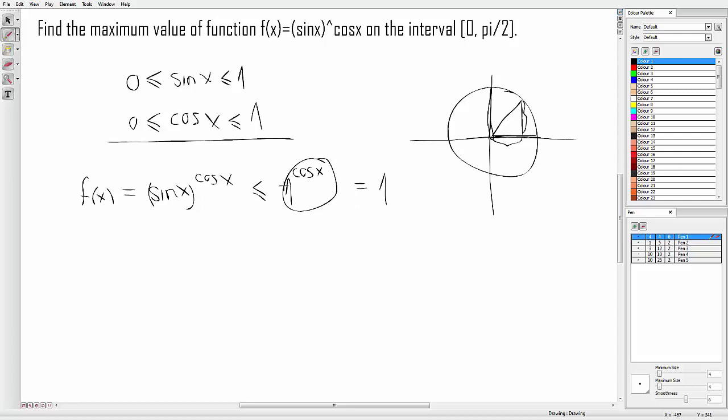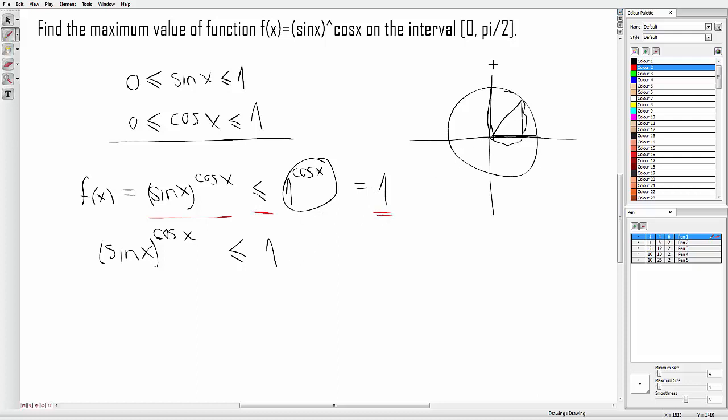And yeah, we are almost there, and we can say right now that sine x to the power of cosine x is less or equal than 1. And why can we say that? Because we have it right here. It is less or equal than this, and this is equal to 1. So it's less or equal than 1.